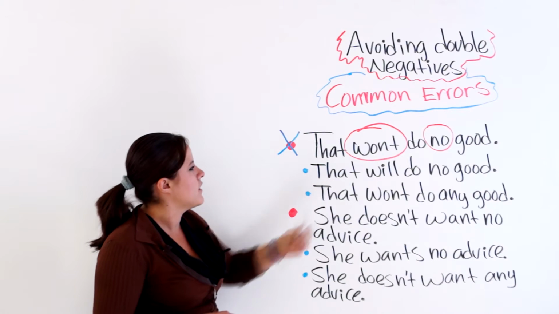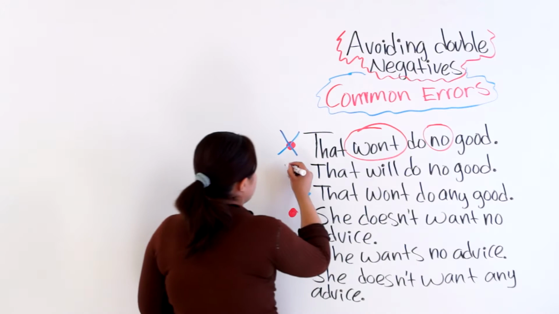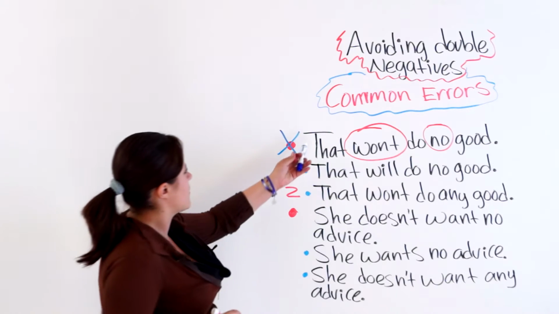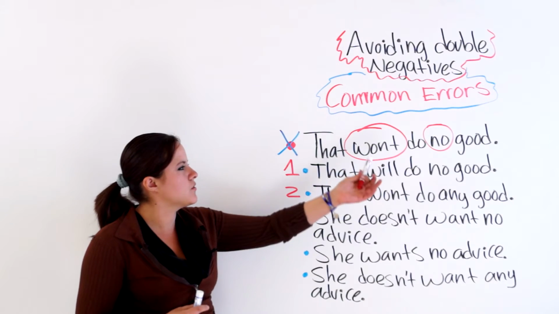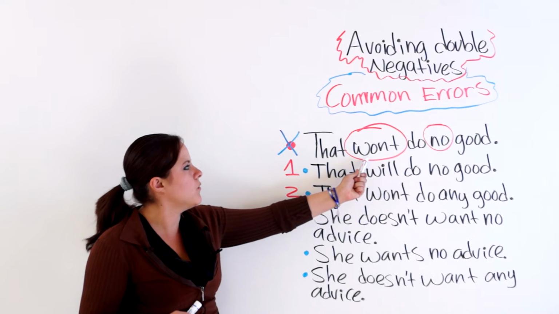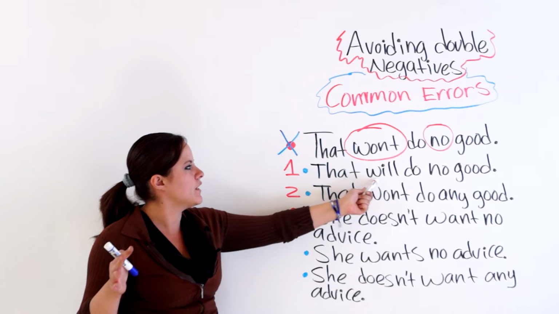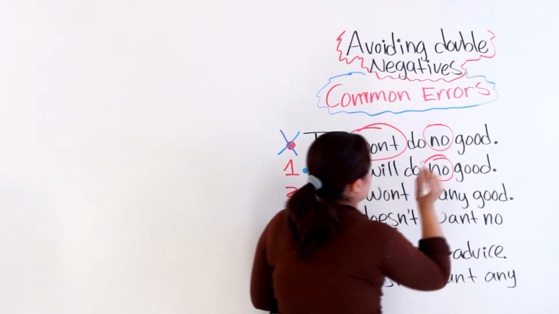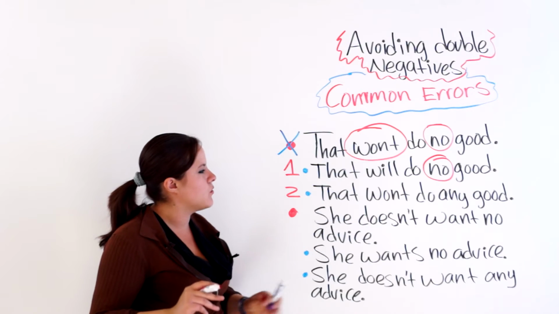The next one says, that will do no good. That is a correction of the first one. This is the first option you have to correct this sentence. You have to avoid double negatives. That won't do no good, incorrect. That will. Instead of saying won't, you will use the affirmative form of will. That will do, and then you will use no good. Just one negative.